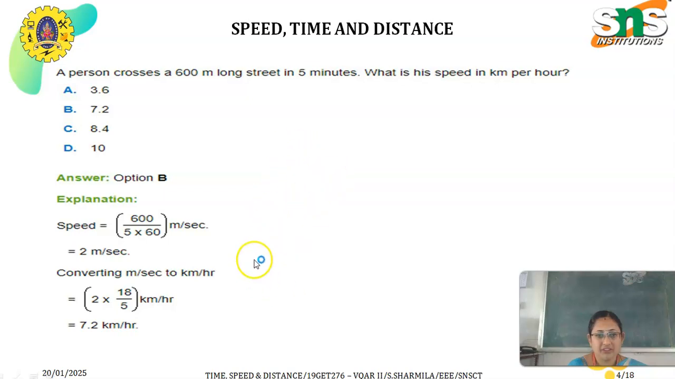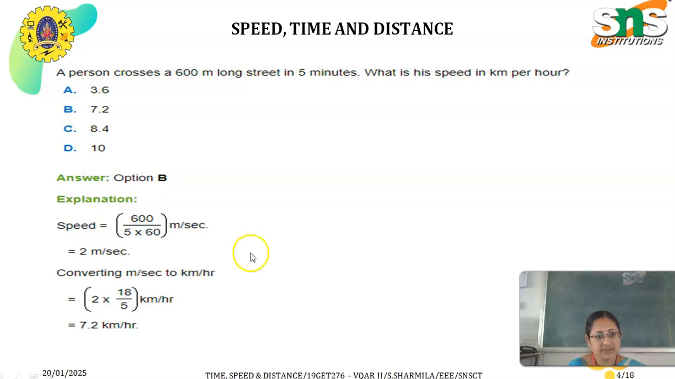So 600 by 5, and the unit which is asked is kilometer per hour, but the unit given in the problem is minutes. So we want to convert the minutes into hours, so we have to multiply the minutes with 60. So speed is equal to 600 divided by 5 into 60 meters per second. If we cancel it, we get 2 meters per second.